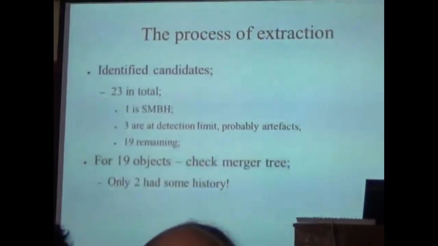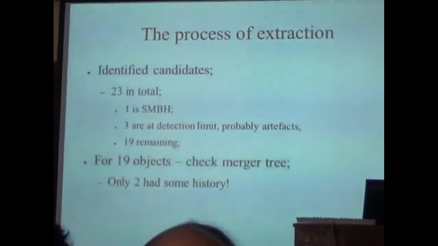Out of those 23 objects, further analysis showed that 3 were at the detection limit of halo definition, and they didn't have any history or connection to the halos from the previous snapshot. So basically, they were ruled out as numerical artifacts. One was actually a supermassive black hole with 2 stars around it, which was free floating in the galaxy, which was quite interesting. We are doing further research about how many of those objects there are in galaxies as well.